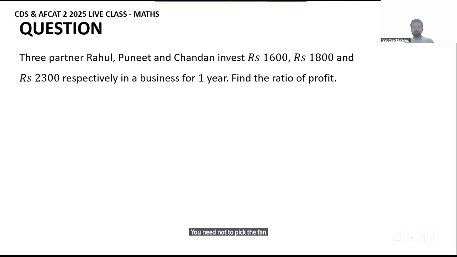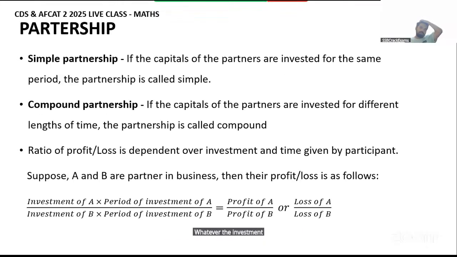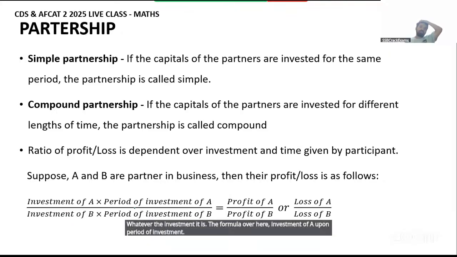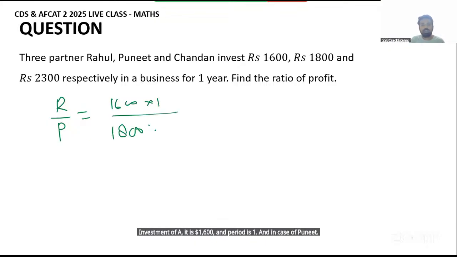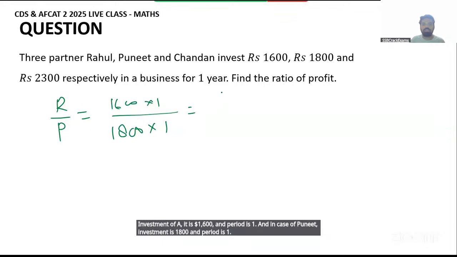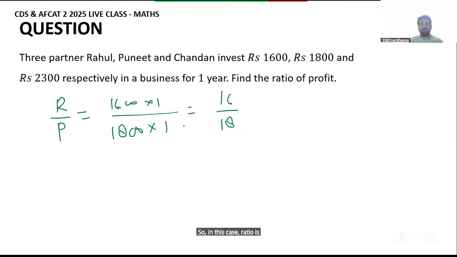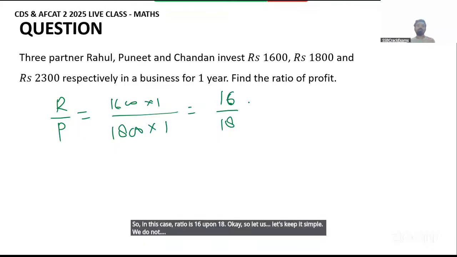You need not pick the pen as well. Whatever the investment it is, the formula over here is investment of A upon period of investment, investment of B upon period of investment. So in case of Rahul and Puneet, investment of A is 1600 and period is 1. And in case of Puneet, investment is 1800 and period is 1. So in this case, the ratio is 16 upon 18. Let's keep it simple. We do not simplify it more.